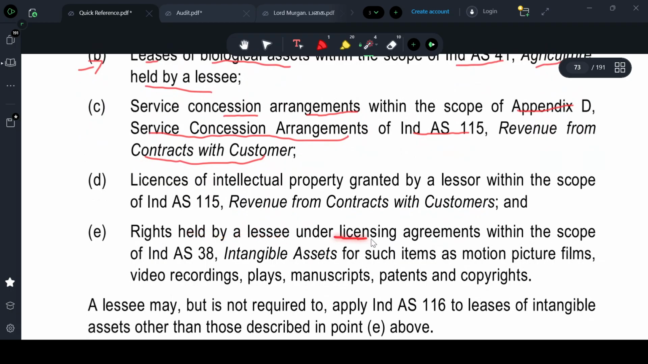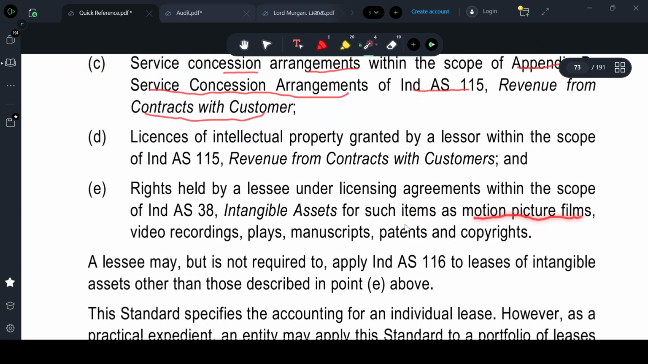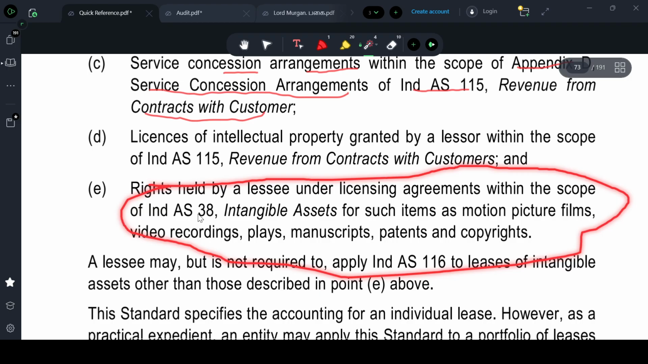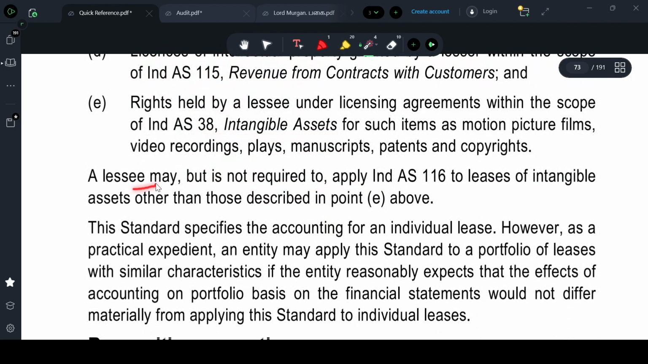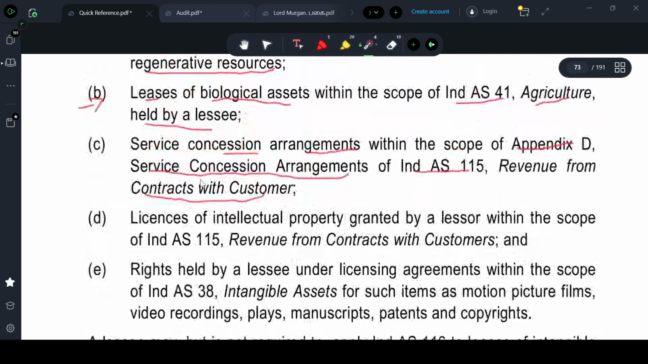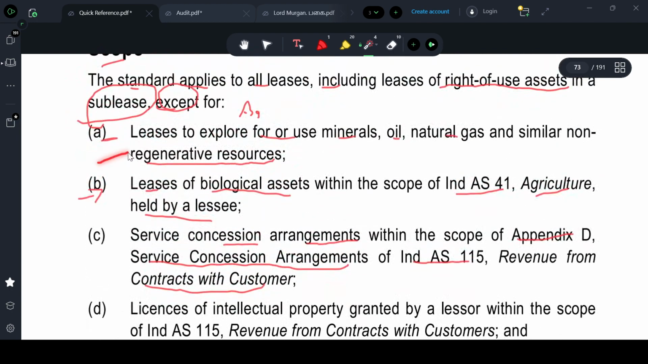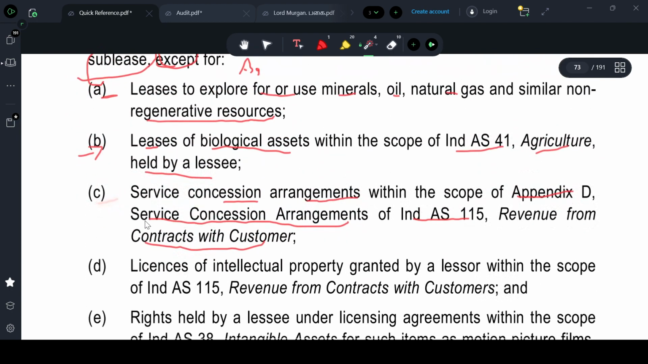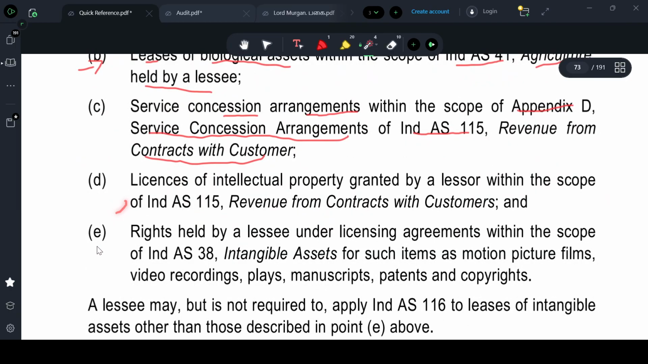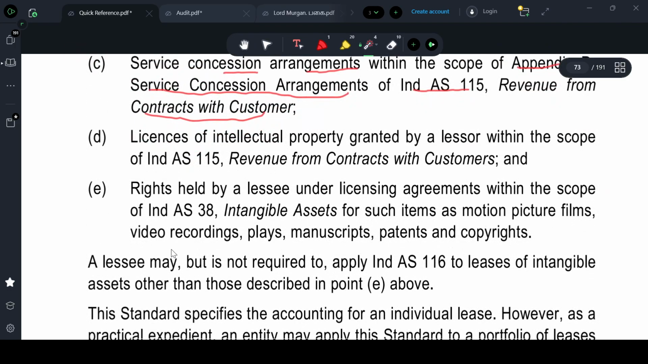Rights held by the lessee under licensing arrangements within the scope of Ind AS 38 Intangible Assets, for items such as motion picture films, video recordings, plays, manuscripts, patents and copyrights. Where these are movie rights and intangible assets, the lease standard won't apply. Other than these five points, the lease standard will apply. So mineral rights, biological assets, service concession arrangements, intellectual property, and motion picture rights. In these five cases this lease concept won't apply.